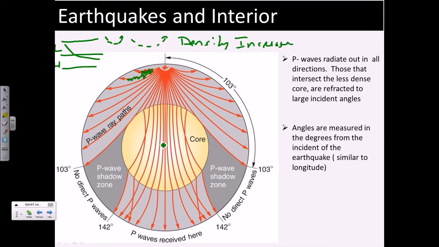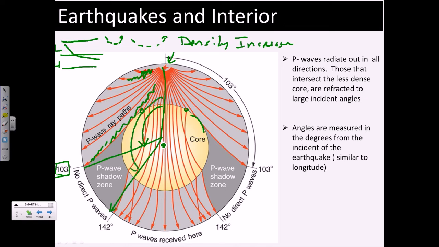Now, what happens when waves interact with a big chemical change or a transition from one type of material to another? We see in this case that refraction is occurring here at the core mantle boundary. So waves that are following this ray path skim off the edge of the core and head out to about 103 degrees. So that's an arc degree, okay, which means we're measuring an angle from the focus. So the focus is up here at the top, and that's a degree measurement from the focus down to this line is 103 degrees.